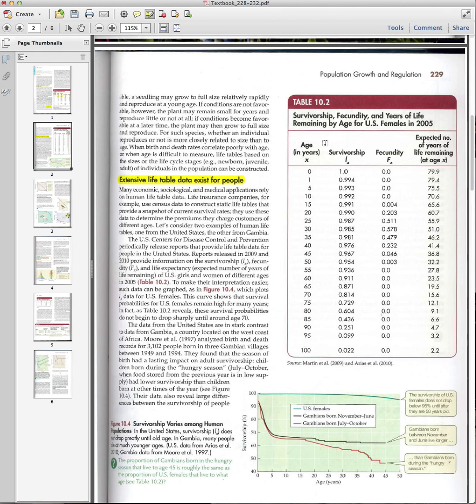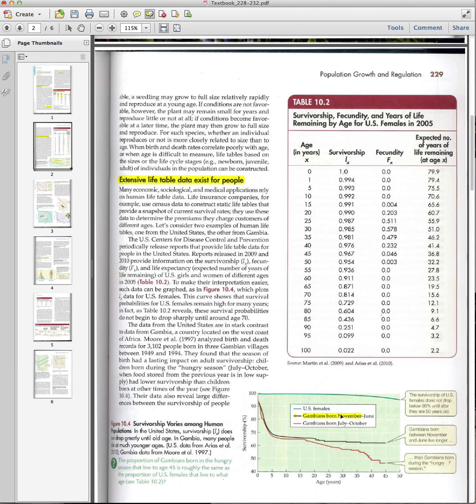If we use the values we calculate in the life table, we can actually plot those values on a graph. A table is a good way of organizing data, but it's not always the best way to interpret the data or to show the data to make it interpretable. So here we have figure 10.4 down here.